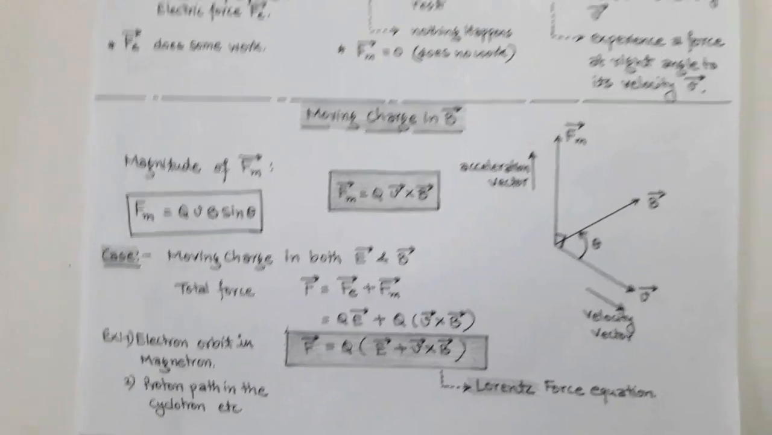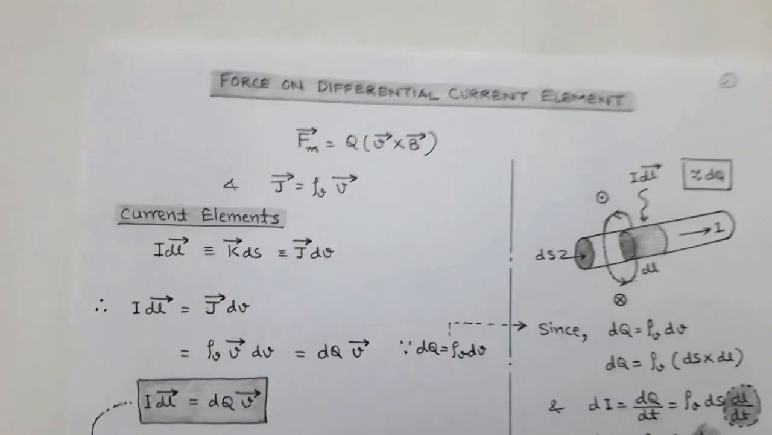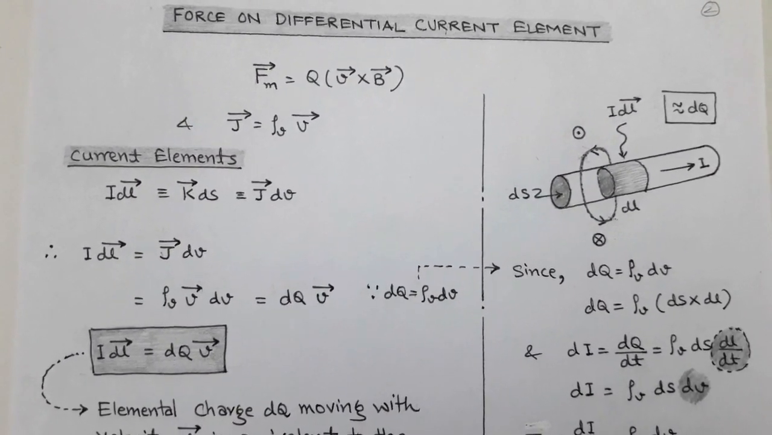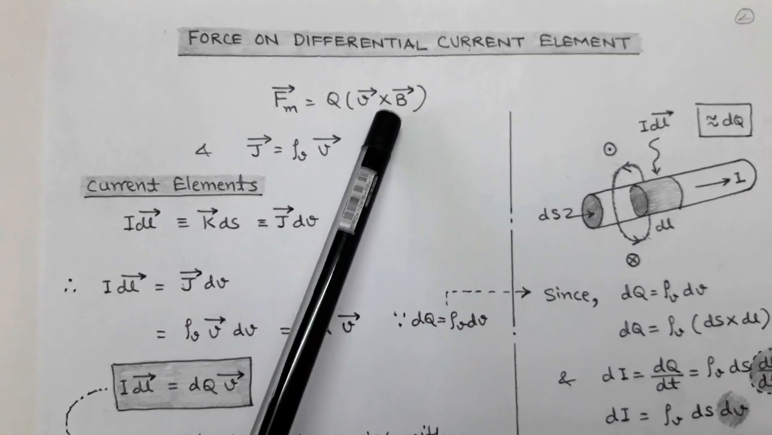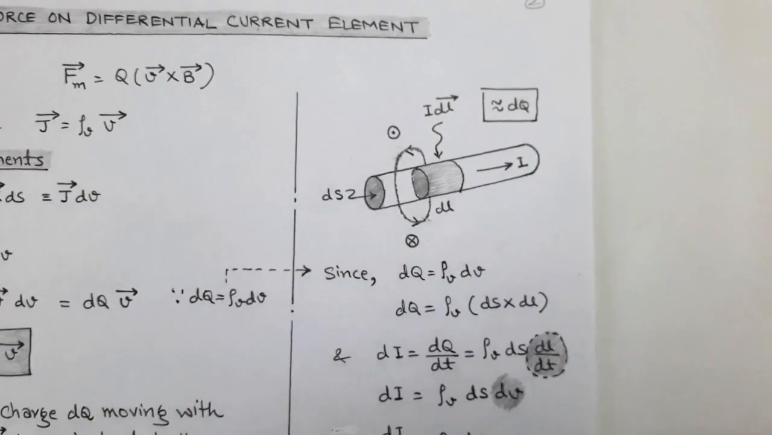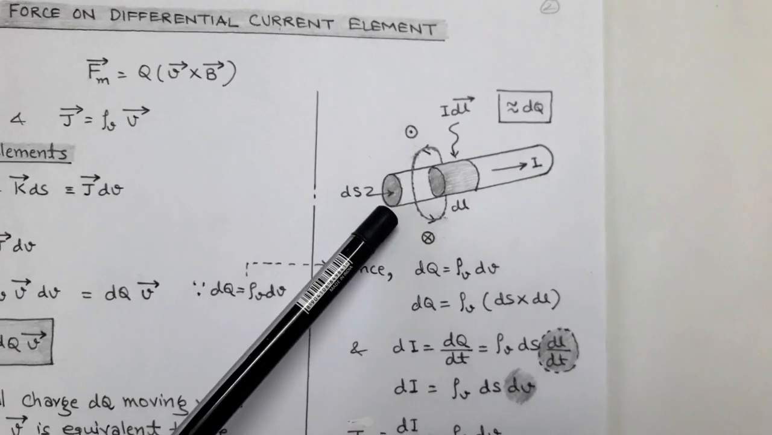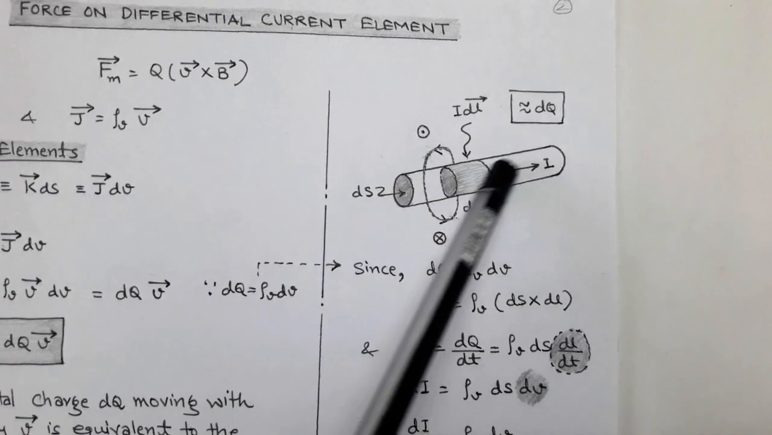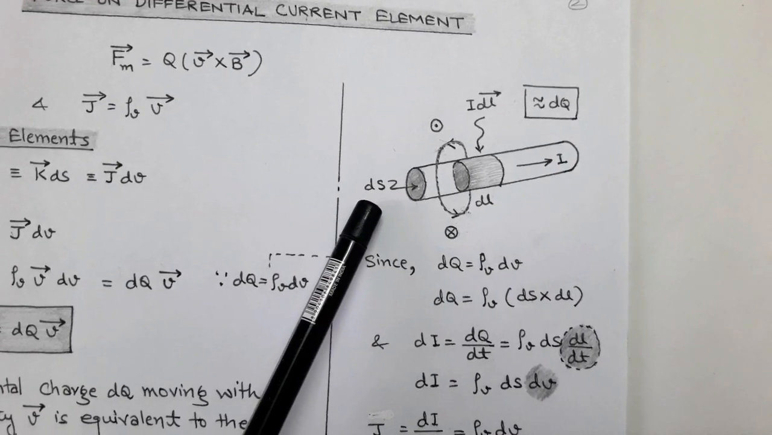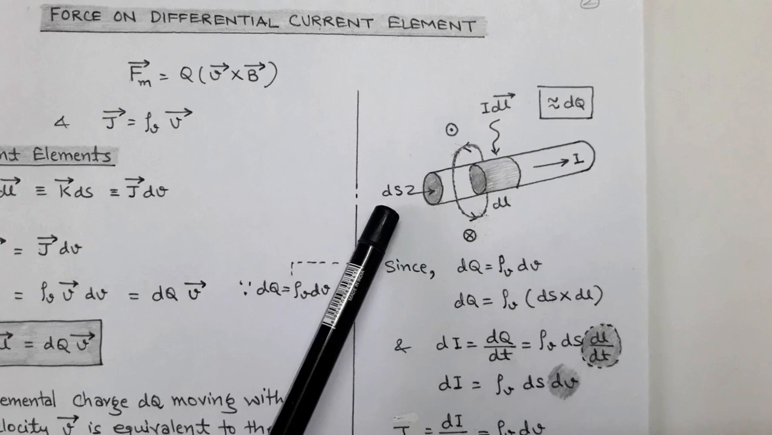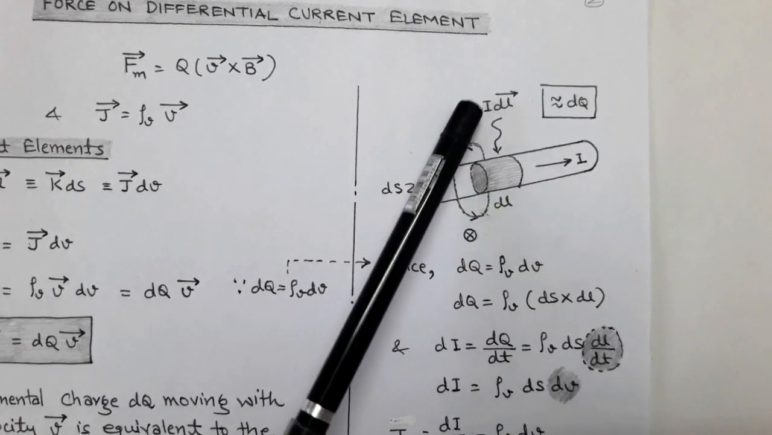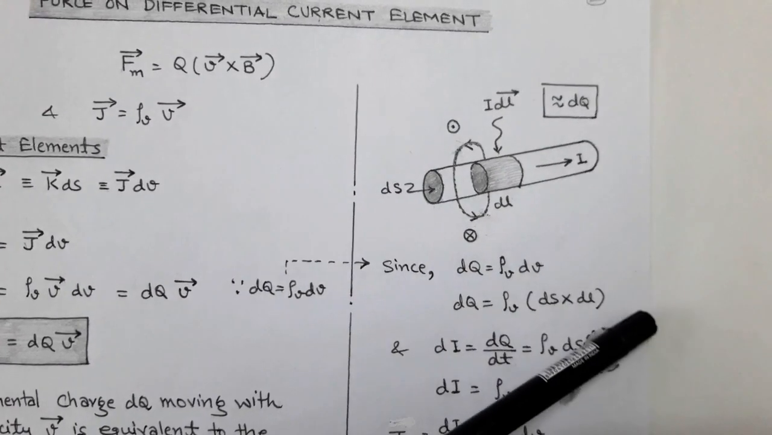The second way to get a magnetic force is on a current element placed in an external magnetic field. Since we know that the magnetic force equals Q V cross B, here we take a current element in the external field. So we consider a conductor in which a steady current is flowing. This conductor has a cross-sectional area like that of a cylindrical system, and here we take a small differential length dl. From this differential length dl, we get a current element I dl vector.